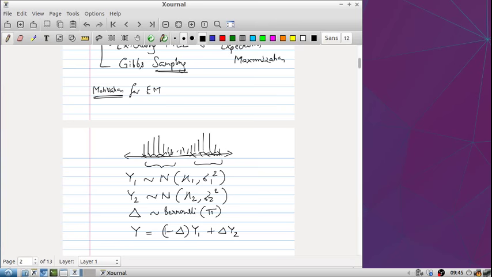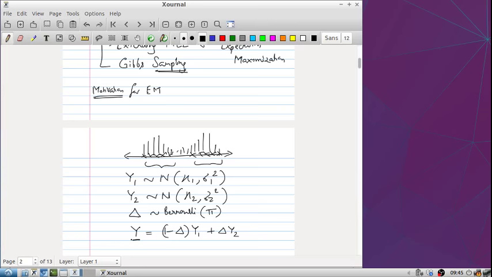Okay, and this data that I see, I'm going to say that this data is actually realizations of this random variable, derived random variable. Okay, so this is a specification of a Gaussian mixture model.